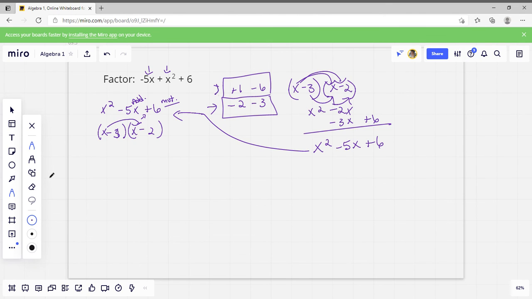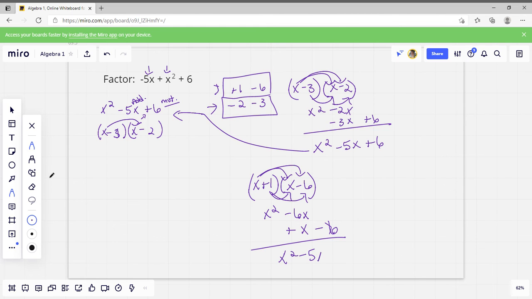Now, if I'd used these, if I said x plus 1 times x minus 6, I'm going to get x squared, minus 6x, plus, oops, put it in the right spot, plus 1x. 1 times negative 6 will be negative 6. All right, so now when I put these together, I'm going to get x squared minus 5x, so that part's right, but I'm going to have a negative 6 at the end, and that's not right because this has a positive 6 at the end. So just be careful for ones like that.